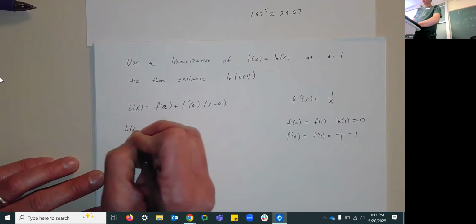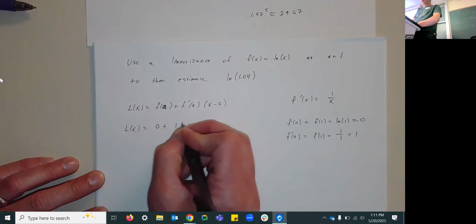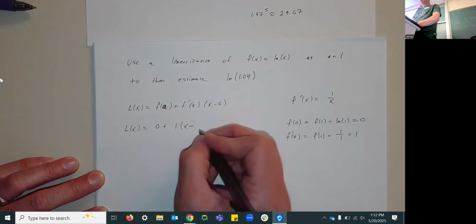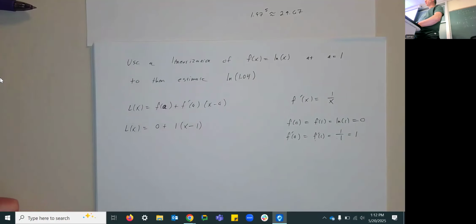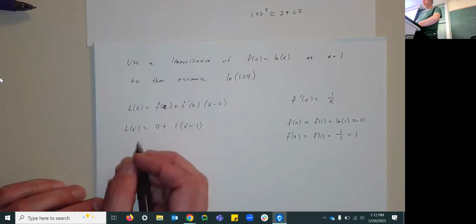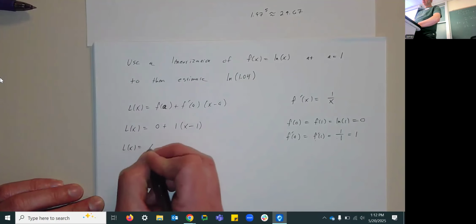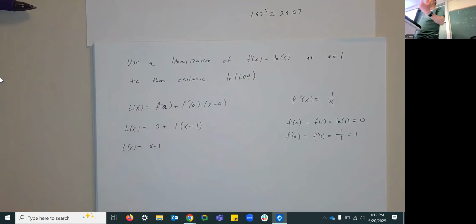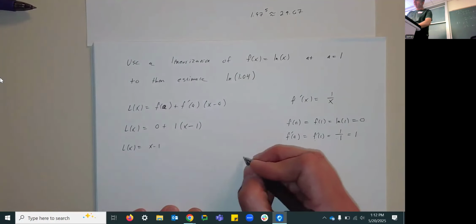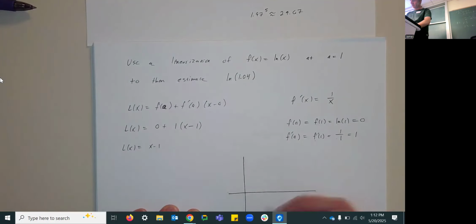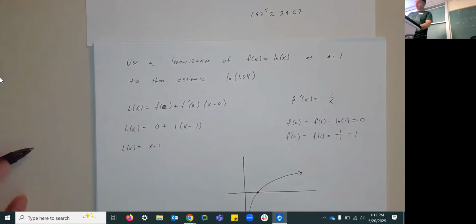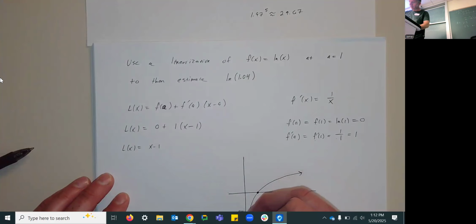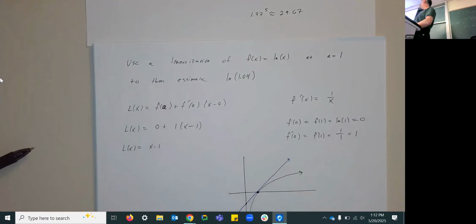The linearization is just 0 plus 1 times x minus 1. And here you don't really need to write the 0 or the 1 out in front. So we can really just say our linearization is x minus 1, which, again, if you graph this, is the right thing. If you graph the natural log function, which definitely has an intercept at 1 comma 0, it looks like this. And it certainly has a tangent line that goes through the point 1, 0, and also to the point 0, negative 1 with a slope of 1.